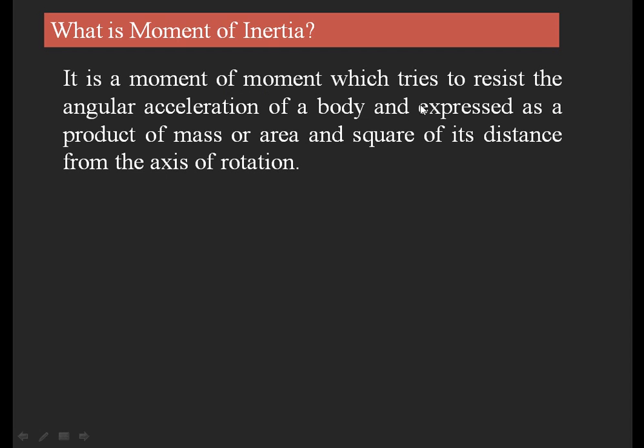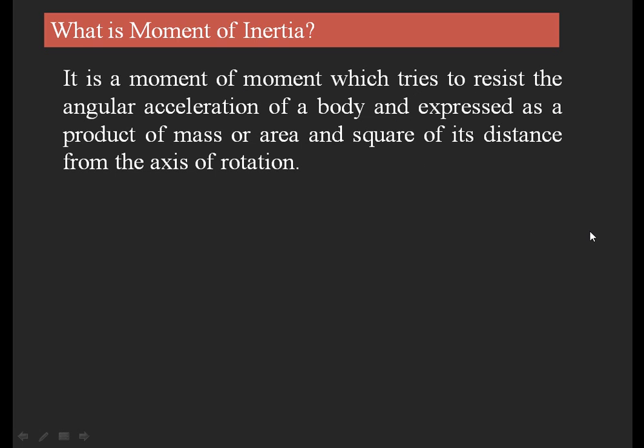It is expressed as a product of mass or area and the square of its distance from the axis of rotation. As we have already discussed, whenever a force acts on a body, the body tries to rotate with respect to some particular point. That is called moment. So here moment of inertia is the moment of that moment, which can be written as a product of the area and the square of the distance from the reference point or from the axis of rotation. That moment of inertia will try to resist the angular acceleration that can be possessed by the body during its rotation. So that is about moment of inertia.